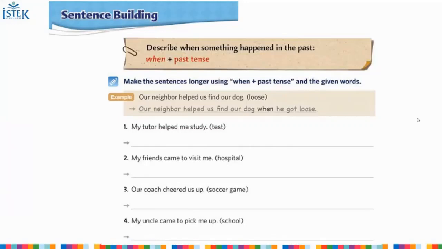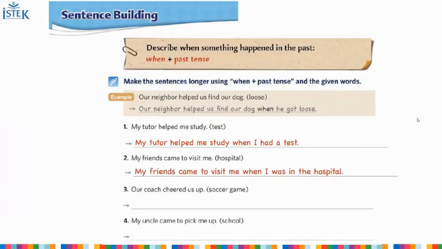Number 1. My tutor helped me study. We're supposed to use the word test. My tutor helped me study when I had a test. Had, past tense. Number 2. My friends came to visit me, and we're supposed to use the word hospital. My friends came to visit me when I was in the hospital. Was is the verb, past tense.